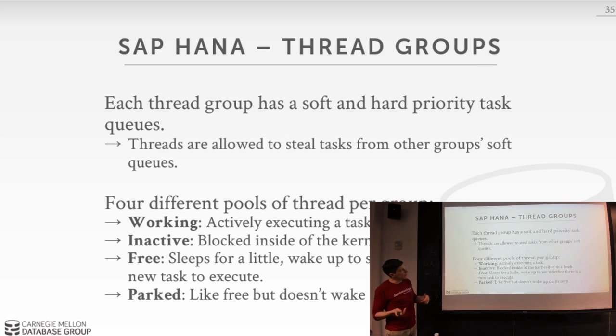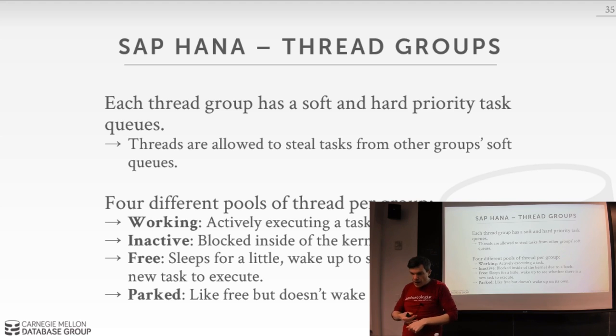And so the way they do this is that they have these soft and hard priority queues, and then for the different threads in each group, they'll have these flags to say what the thread's allowed to do. The status is either allowed to be working, inactive because it's blocked on something, free, meaning it's allowed to sleep for a little bit, then wake up and see whether there's a new task to do, or parked, which means stopping it from ever actually executing a new task. So they're not actually killing threads, they're just saying you shouldn't be scheduled, don't do anything, or you're allowed to try to execute and do work.